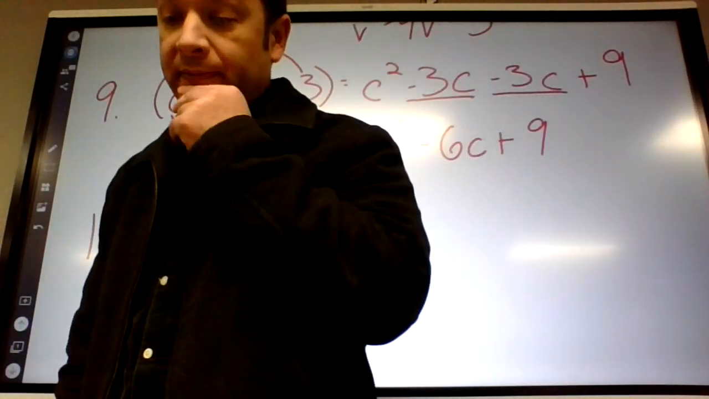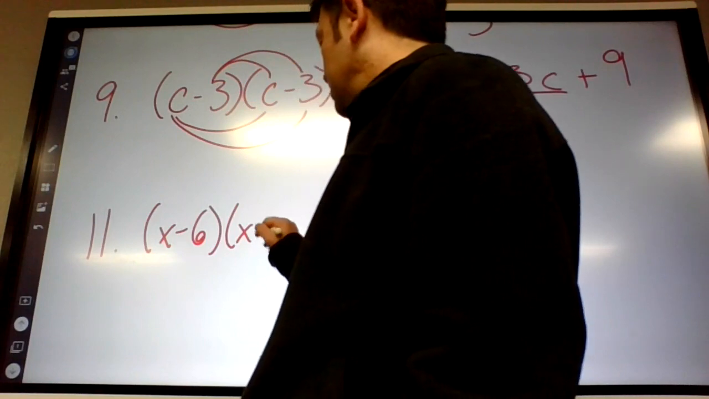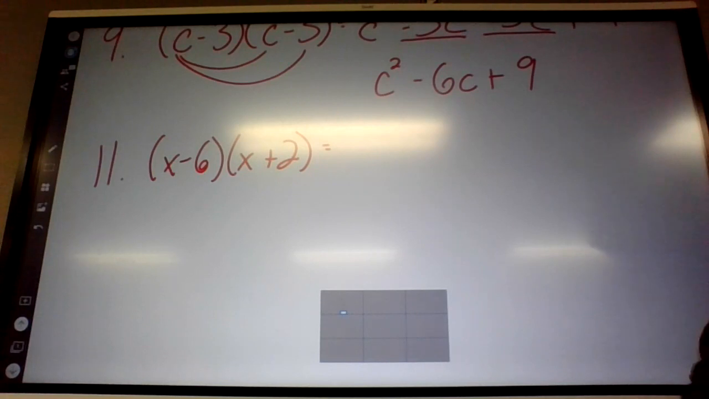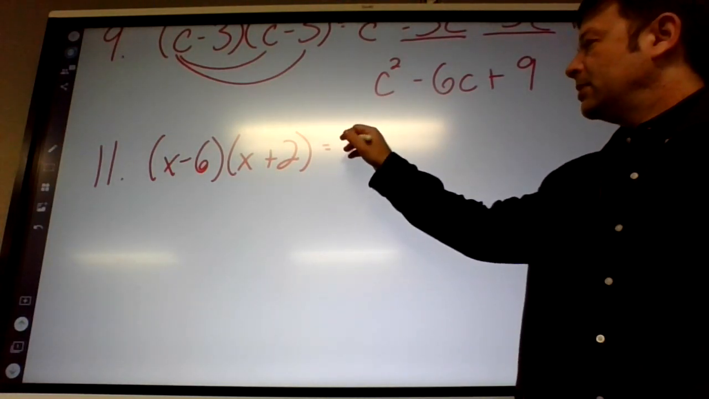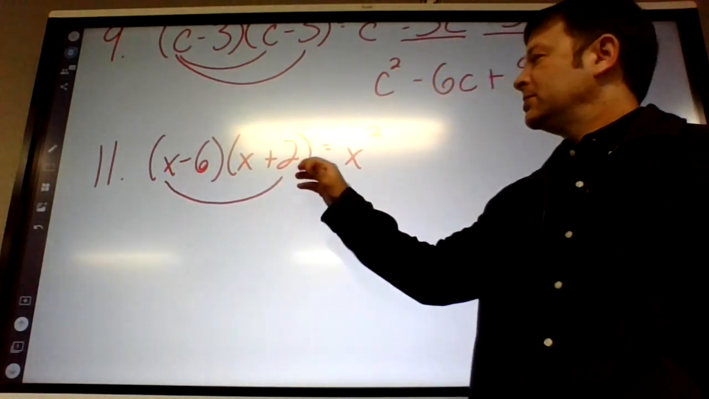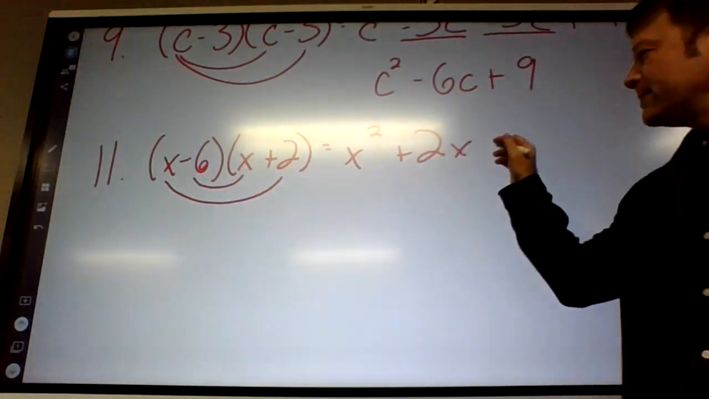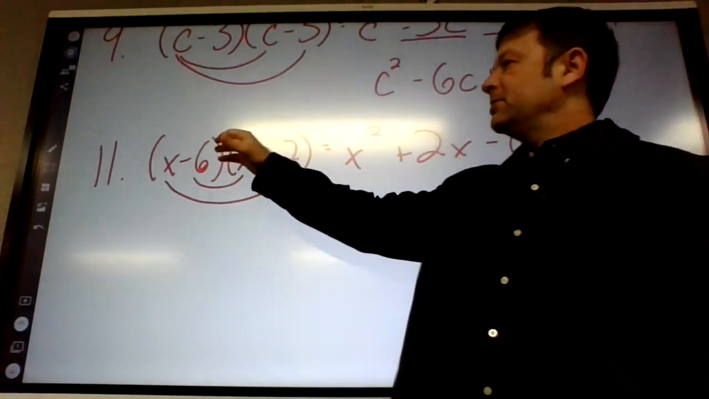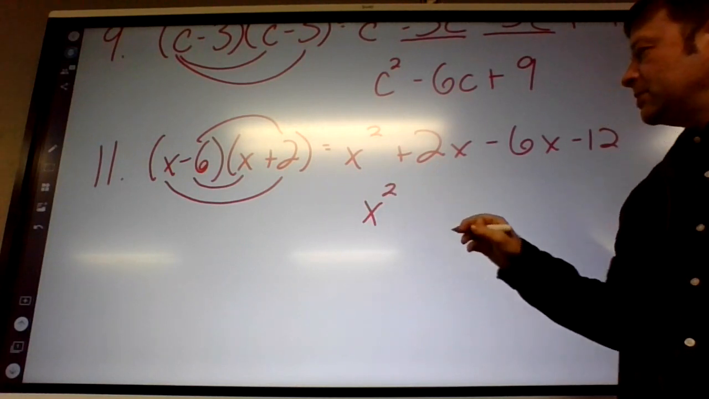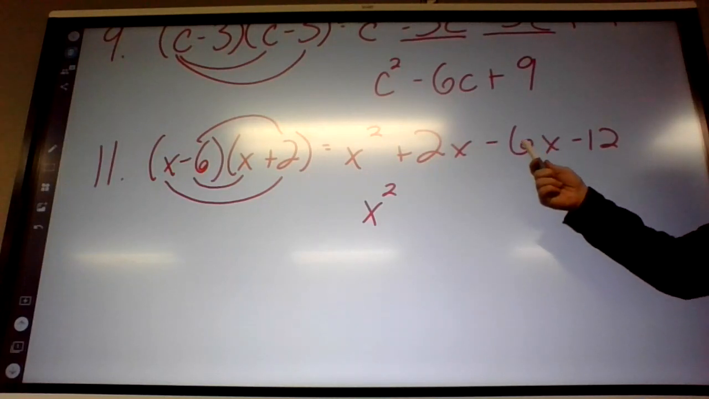Okay, number 11, x minus 6, x plus 2. Okay, Owen, what's first? We're just going to multiply the x's, so it'll be x squared. Outside, and then 2x. Inside, and then -6x. And last. Okay, so +2x minus 6x, or you could think of it as -6, is -4x.